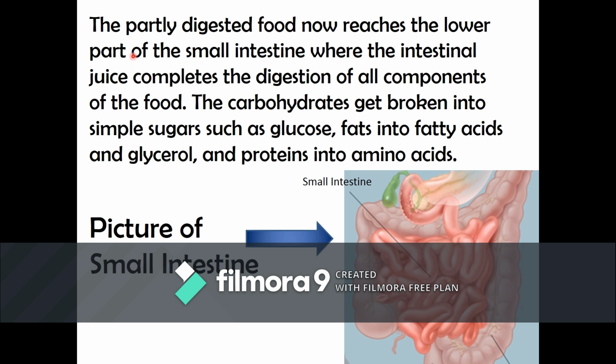So, the partly digested food now reaches the lower part of the small intestine, where the intestinal juice completes the digestion of all components of the food. The carbohydrates get broken into simple sugars such as glucose, fats into fatty acids and glycerol, and proteins into amino acids. So here is a picture of the small intestine. Here the substances are absorbed into the blood.